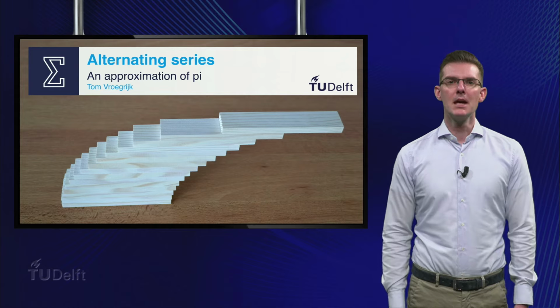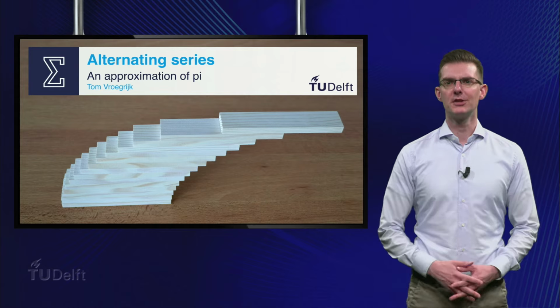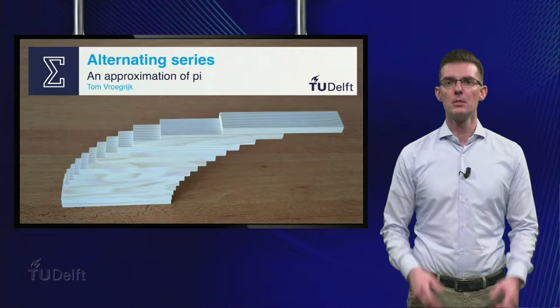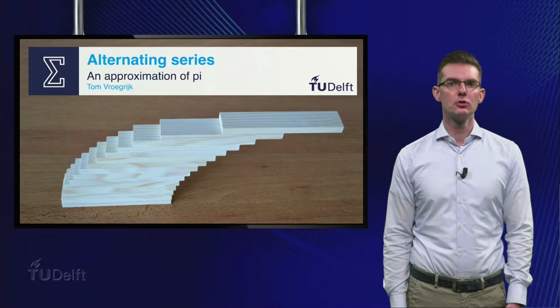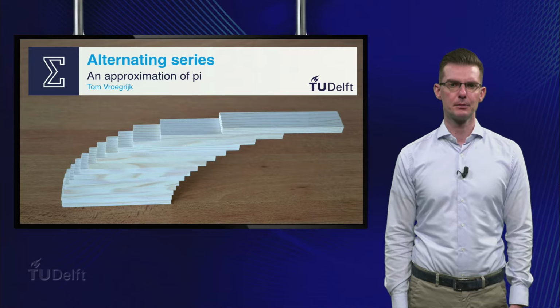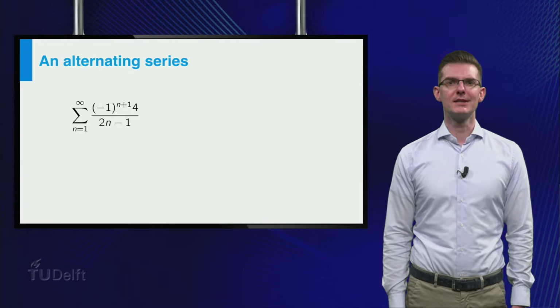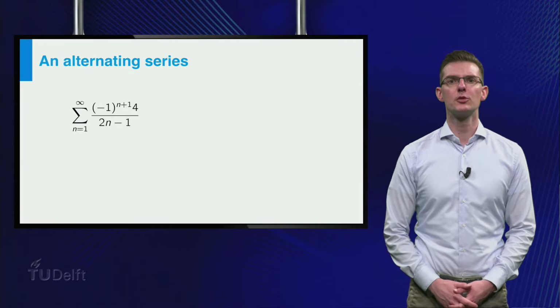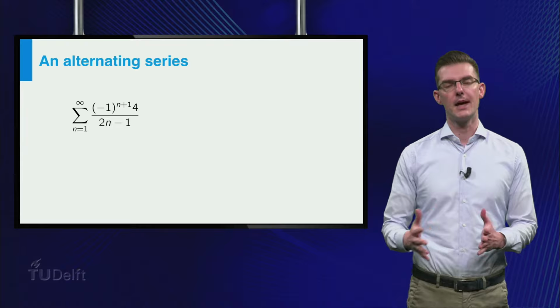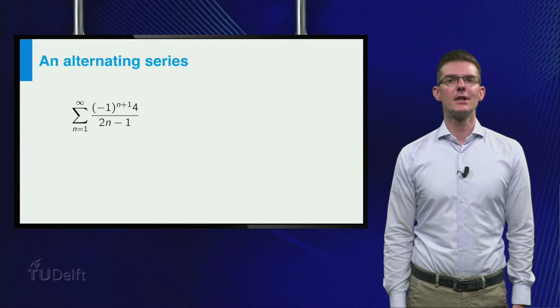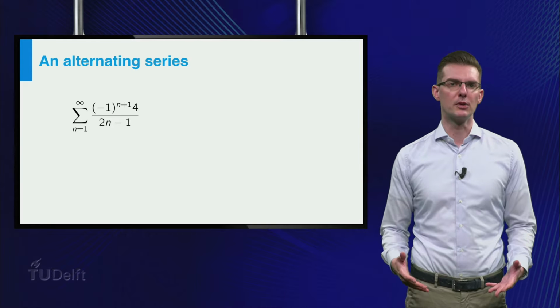Hi. There are a lot of tools to check whether a series is convergent. Now, in this video, I would like to give you an introduction to the alternating series test. An alternating series is a series of which the terms are alternately positive and negative. The series that you see on the screen has this property.